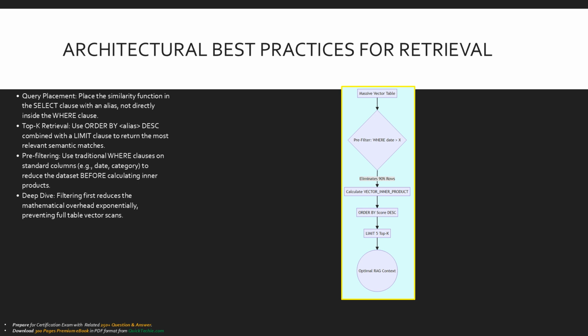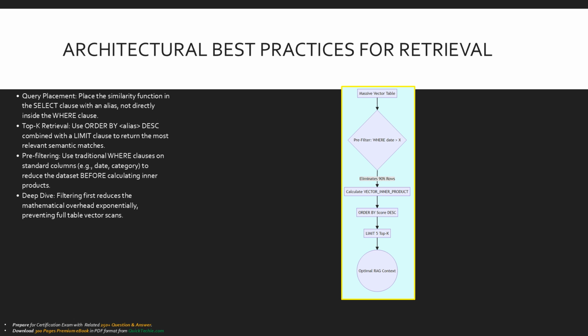by a limit 5. Furthermore, for maximum performance, you must combine semantic search with traditional pre-filtering. If a user is looking for a support ticket from the last 30 days, use a standard SQL where clause on the date column to instantly eliminate 90% of the table. By reducing the dataset first, you drastically lower the number of vector inner products the engine has to calculate.